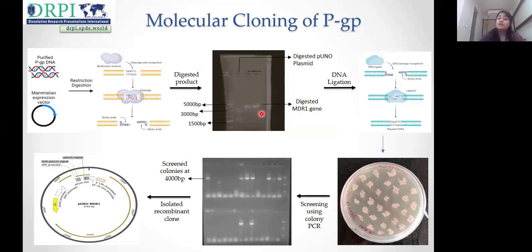So the digested gene and the digested plasmid were then ligated using DNA ligase enzyme, and then transformed in the bacteria. So these are the colonies that were observed, which were then screened using colony PCR, and then the screened colonies were isolated and sequencing was done to confirm the clone.